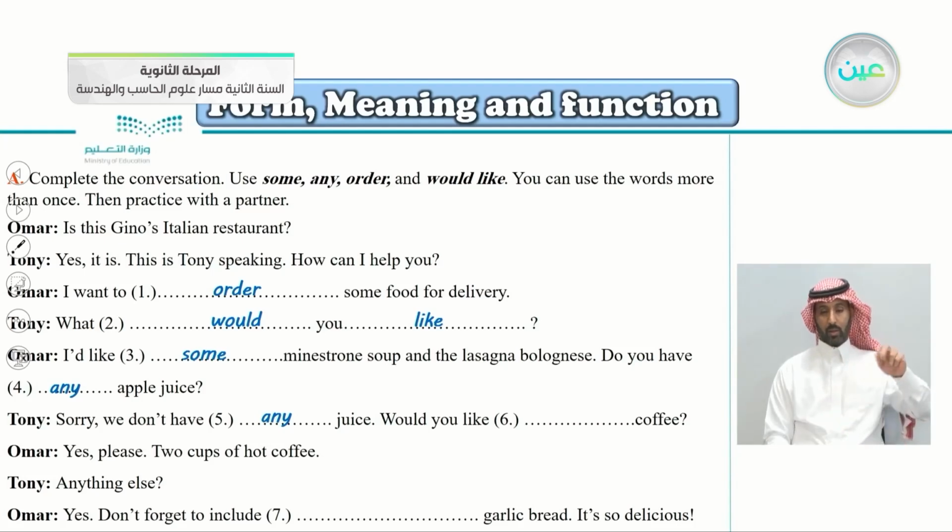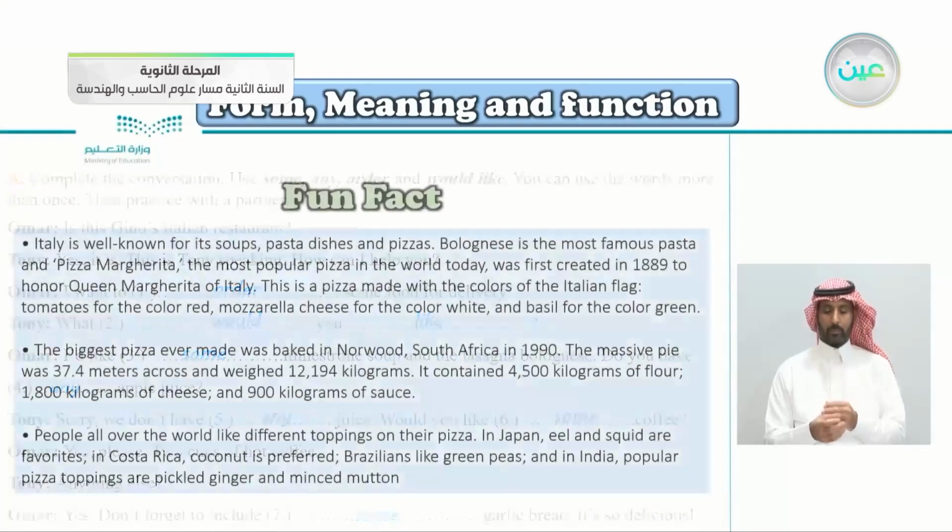Would you like coffee? This is a question, but it's also an offer. He's offering coffee. So would you like some coffee? Very good. If the question is an offer, we use some. Yes, please, 2 cups of hot coffee. Anything else? Yes. Don't forget to include, very good, to include some garlic bread. It's so delicious. So this is an affirmative sentence here.